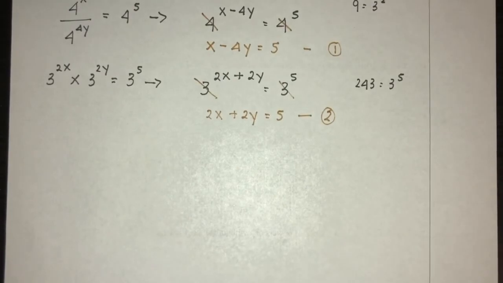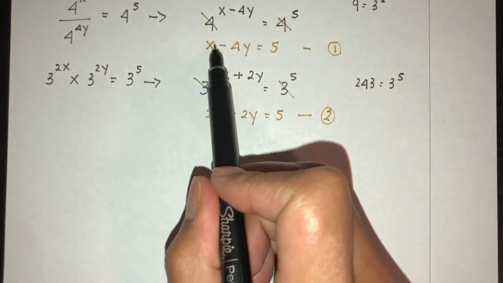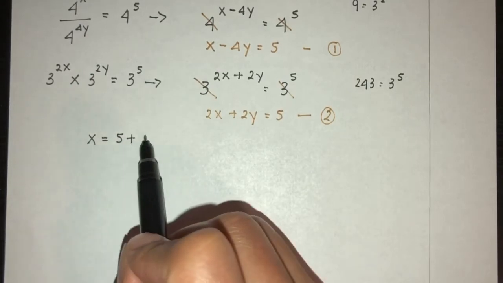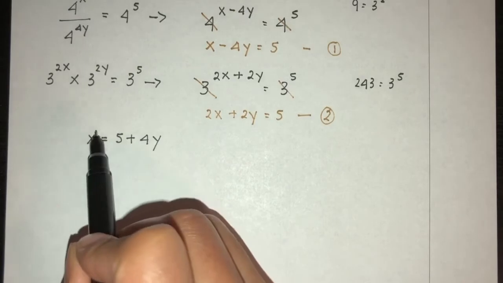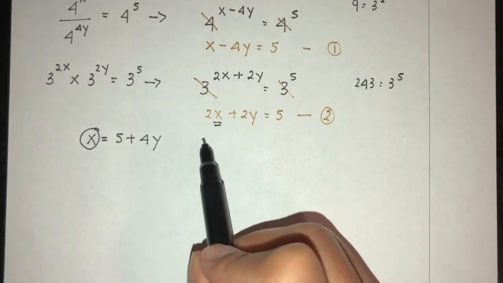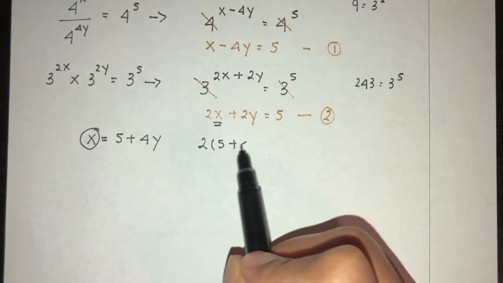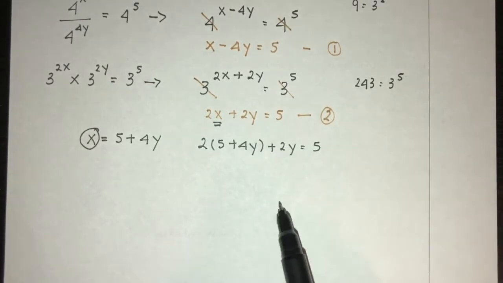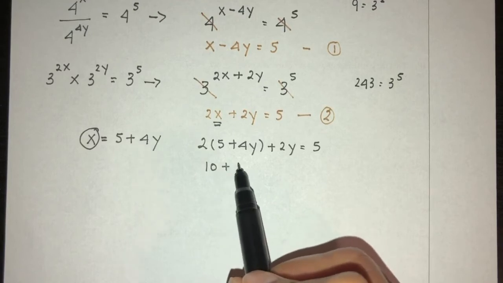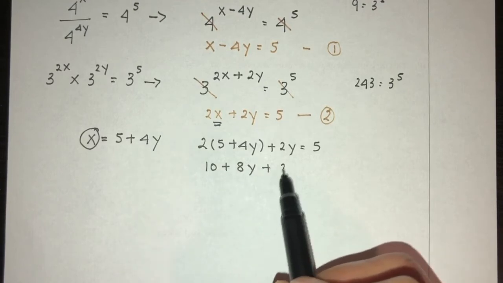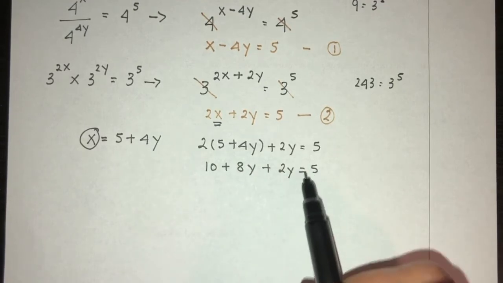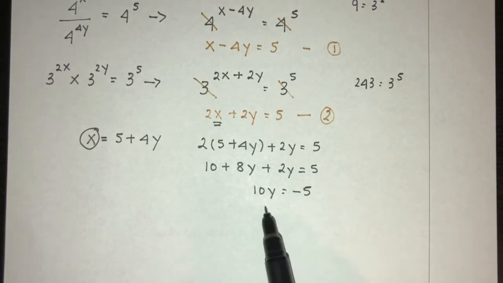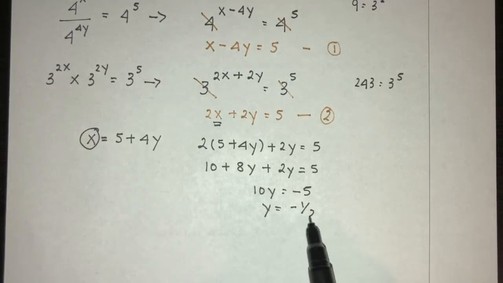So now we have to solve the equations. We can make x the subject of the formula here. So x is equal to 5 plus 4y. Now replace x in this one. You will have 2 times x plus 2y is equal to 5. That will be 10 plus 8y plus 2y is equal to 5. So this will be 10y is equal to minus 5. So y will be minus half.